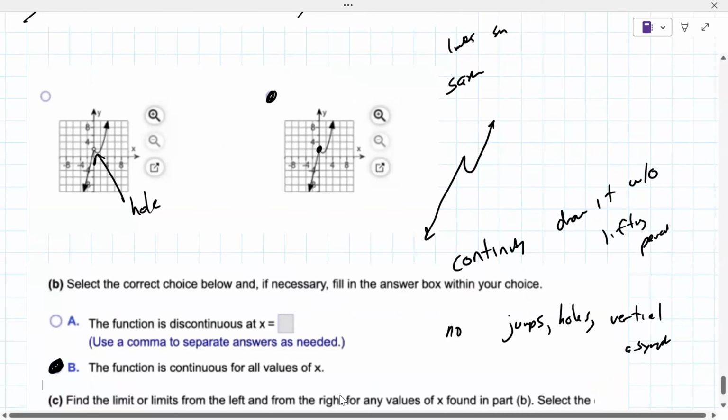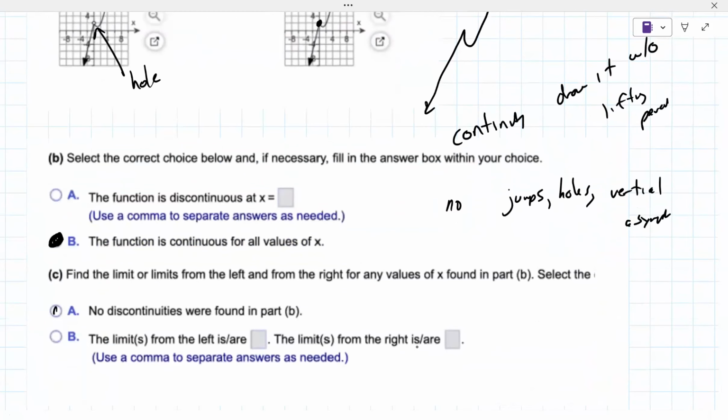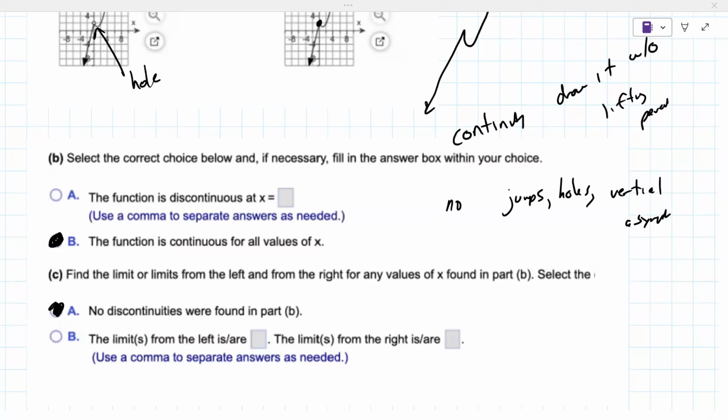All right. Now it says find the limit or limits from the left and right for any values in part B. And you'd say, well, there's no discontinuities in part B. Any questions on that? Not so far.